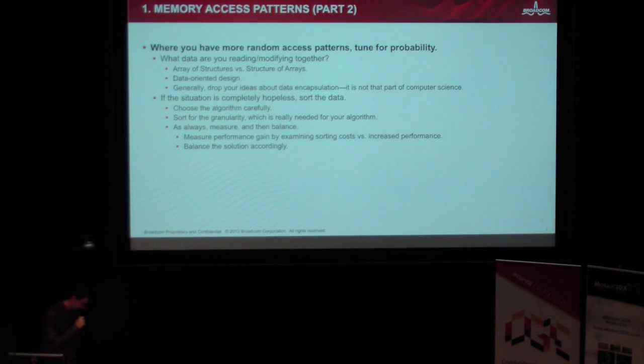The ugly part of the story is the random access, which is the new stuff for GPU development. For random access, the only thing you can do is tune for probability. So you need to handle this on the data-oriented design level of your application. You have to evaluate what kind of data you are reading and modifying together, and encapsulate those data and those data only.